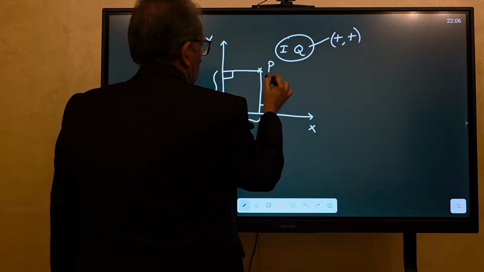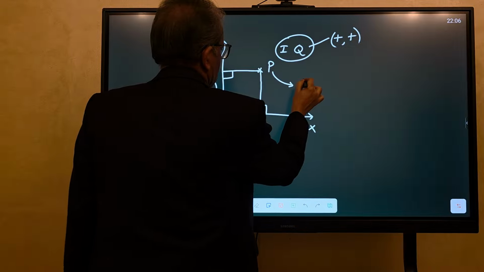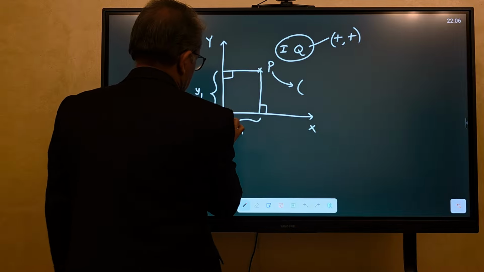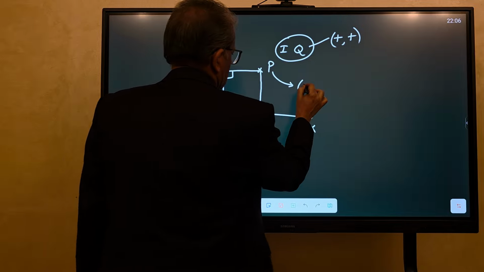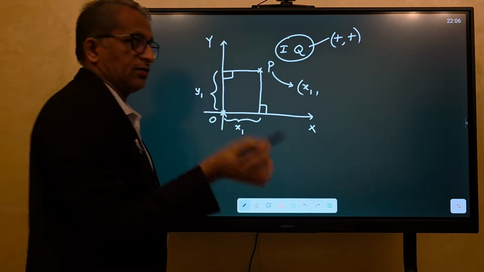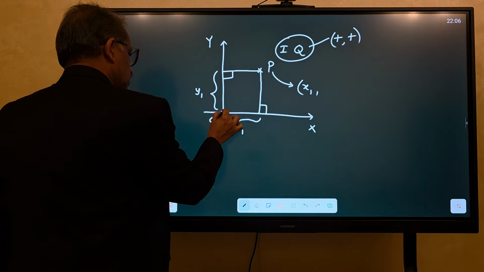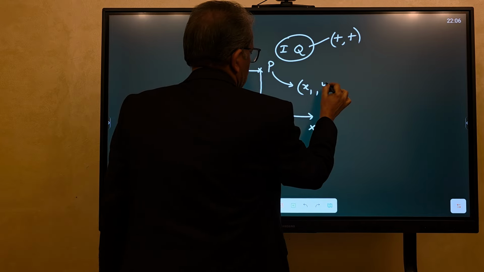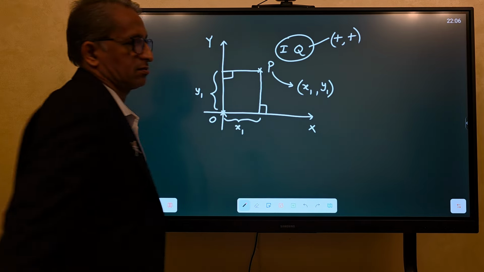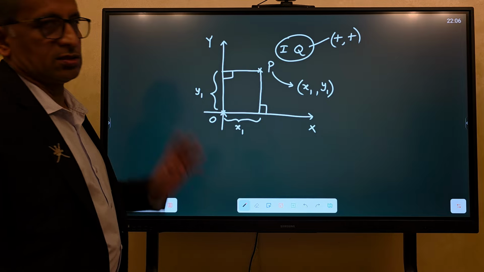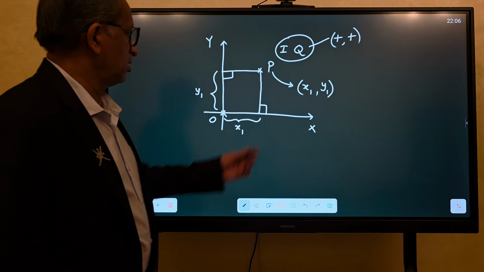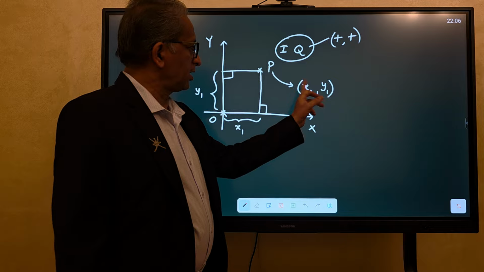So therefore, what are the coordinates of this point? The distance from this to this is x1. I will have to write that first. The distance from here to here I need to write in the second place. It cannot be changed. It means it is a pair and it is ordered.